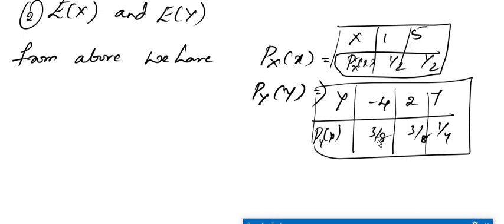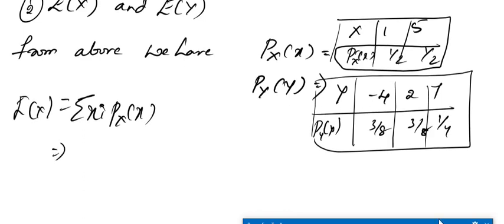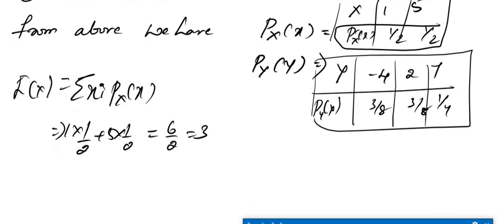So now, as we know the formula of E of x is nothing but summation xi into px of x. So kindly multiply it and add it because it is summation. So it's 1 into 1 by 2 plus 5 into 1 by 2. So totally you will get 6 by 2, which is 3. That is expectation of x is 3.